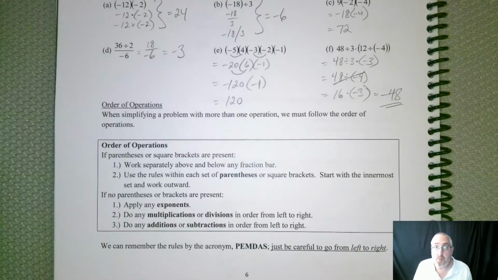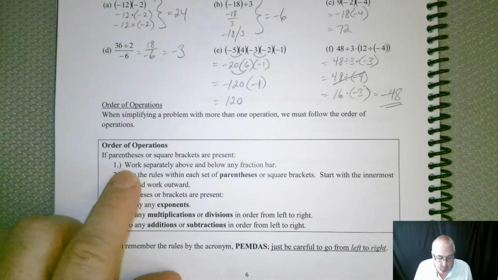So we're still in 6.2, but now we're looking at the order of operations. When simplifying a problem with more than one operation, we follow the order of operations. Parentheses, square brackets, and even curly braces are all considered the same type of thing. They're all grouping symbols.